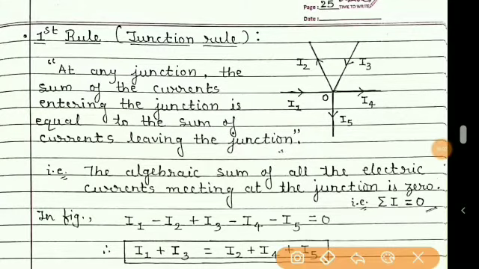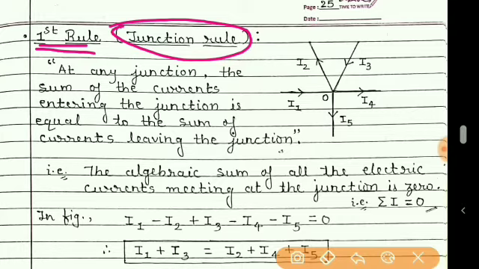Now about Kirchhoff's first rule. It is also called the junction rule. Why is it called a junction rule? Because this rule is applied at a junction. And students, you know what is a junction? Where 3 or more than 3 wires meet, that point is called a junction point.